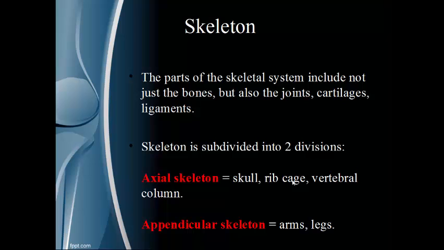And the skeleton is divided into two major divisions. The axial skeleton and the appendicular skeleton. The axial skeleton is the skull, the rib cage, and the vertebral column. It's basically the backbone. Everything else, the arms and the legs, are the appendicular skeleton. That's why the arms and legs are called appendages, because they are part of the appendicular skeleton. So you need to be able to distinguish which one is which.